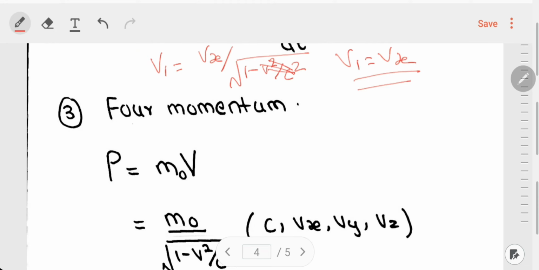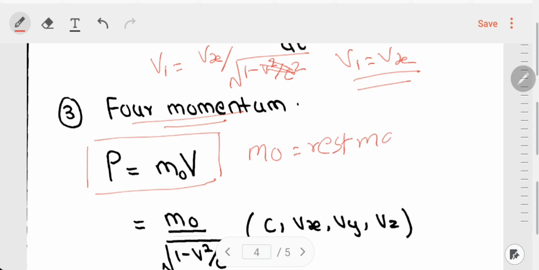Now moving towards 4 momentum. The 4 momentum is defined in the same way as we define classical momentum, that is m naught v. Here m naught is nothing but the rest mass of the particle. Okay, so there are many concepts like the mass increases as the velocity goes on increasing, but we will only consider the rest mass, because we know only one thing about mass, and that is the rest mass. So we will not consider mass growing with velocities, we will just consider the rest mass.